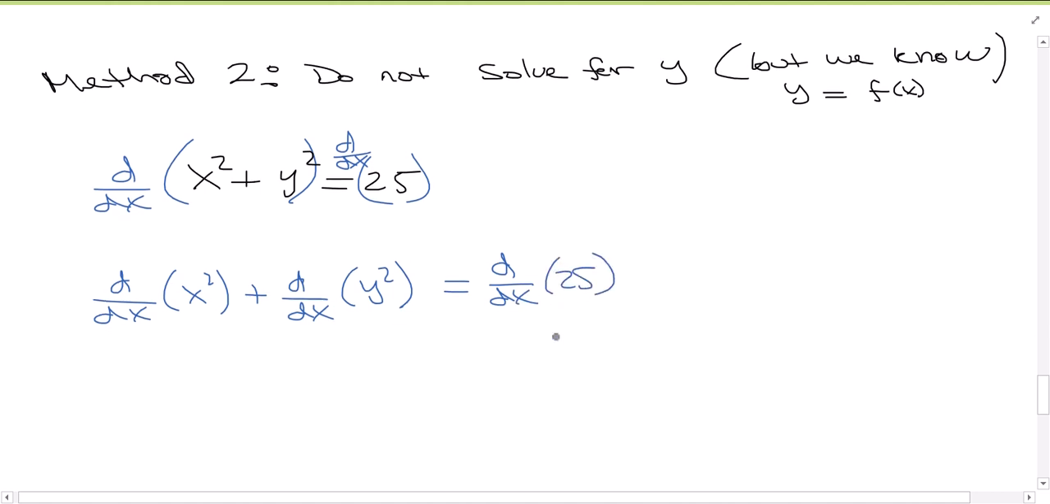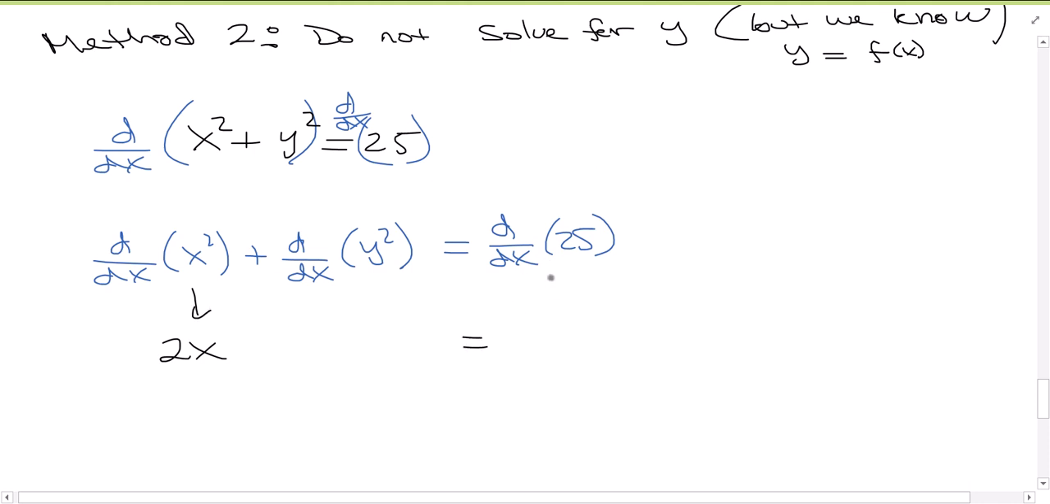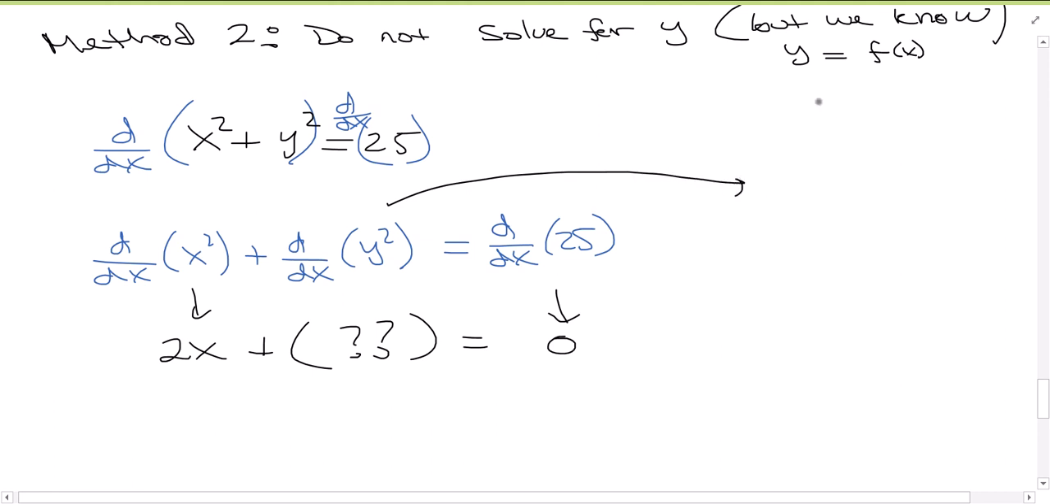Two of these, I hope you're able to see that they are simple. The derivative with respect to x of x squared, that's 2x. The derivative with respect to x of 25 is 0. That's just a constant. What about this, the derivative with respect to x of y squared? Now notice that I did say here that we know that y is a function of x.